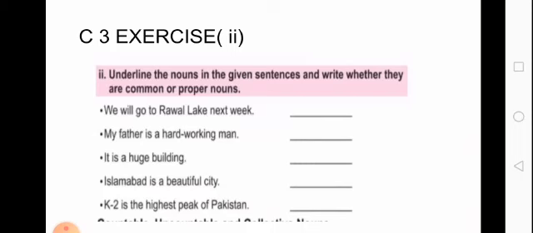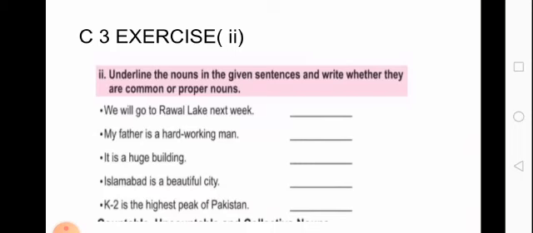And week. So Rawal Lake, it is a proper noun. Look at this, it starts with capital letters. I'm giving you another clue: always look at whether the noun is starting with a capital letter or a small letter. If it starts with a capital letter, it means it is a proper noun. We will go to Rawal Lake next week.